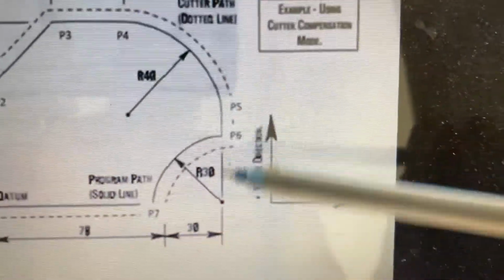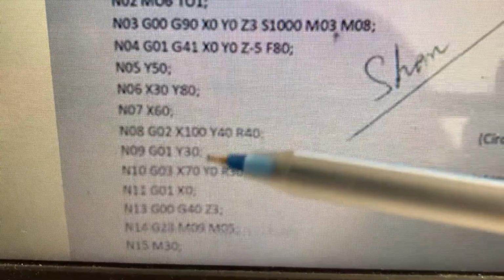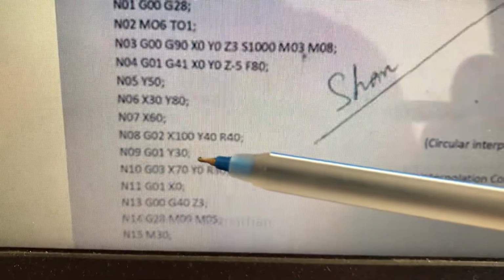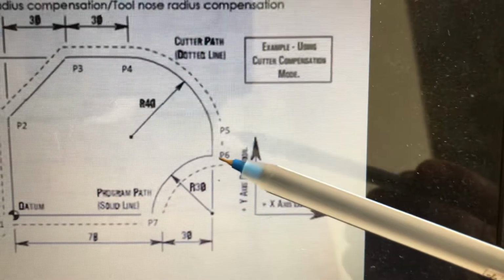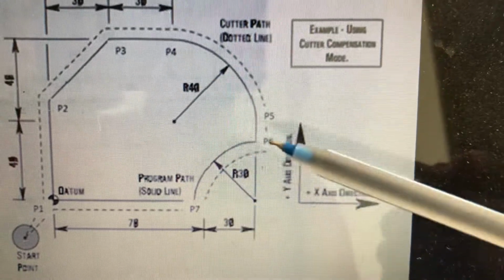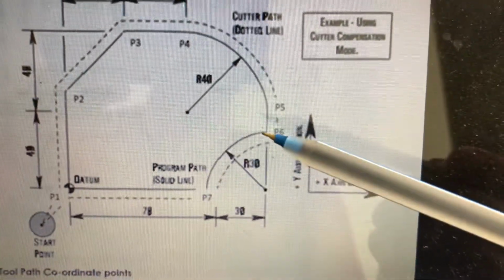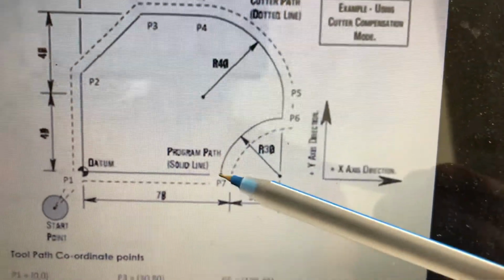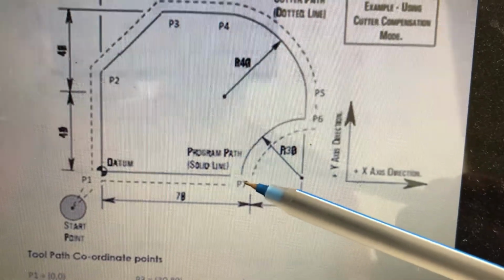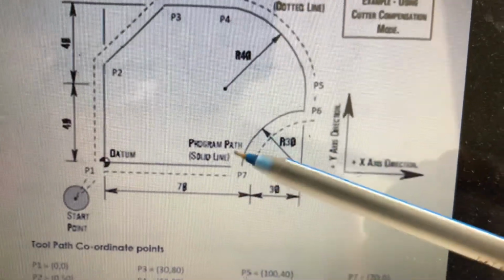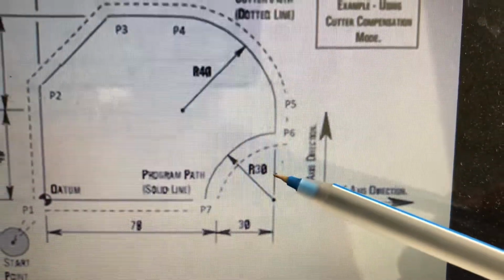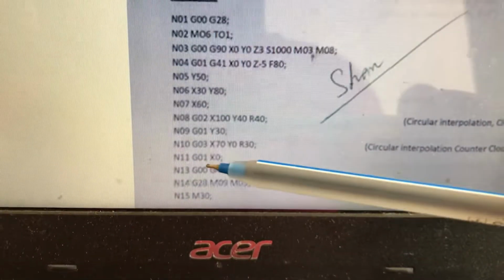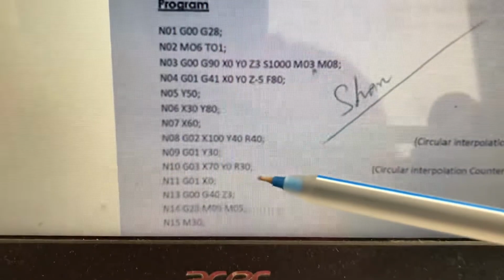Again X is 100, Y is 30. G01, X is 100, Y is 30. Okay, and then comes down from this point. Again it is going in counterclockwise direction, radial cut. So this is G03. And what is the point of X and Y at P7? It is X70, Y0, radius 30. So G03, X70, Y0, radius 30.